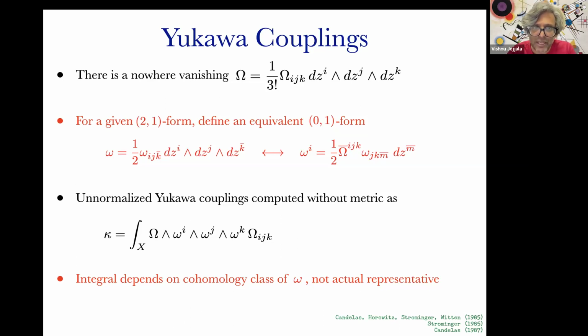So given the top holomorphic form, omega, we can, for a given 2-1 form, define an equivalent 0-1 form. And the unnormalized Yukawa couplings, which are quasi-topological, are computed without the metric as a wedge product of the top holomorphic form with these 0-1 forms. This integral depends on the cohomology class, but not the actual representative that you pick. So in order to go from the unnormalized Yukawa coupling to the normalized Yukawa coupling, which is the physical Yukawa coupling in your theory, you, in a general compactification, need to know the Ricci-flat metric.